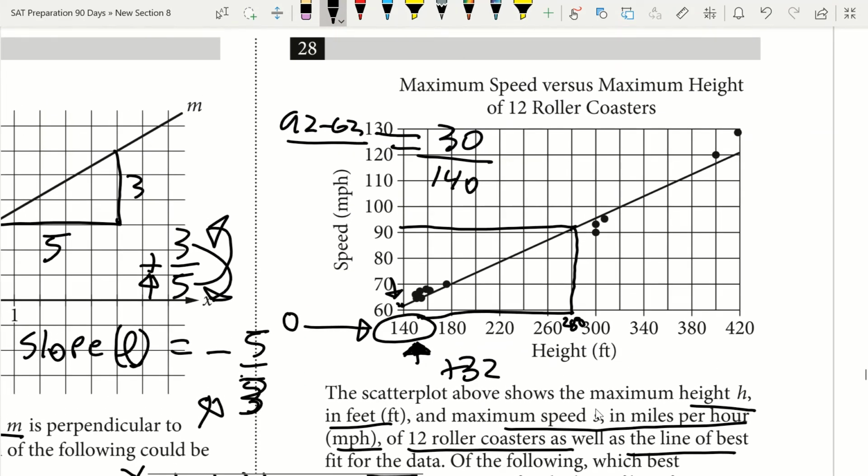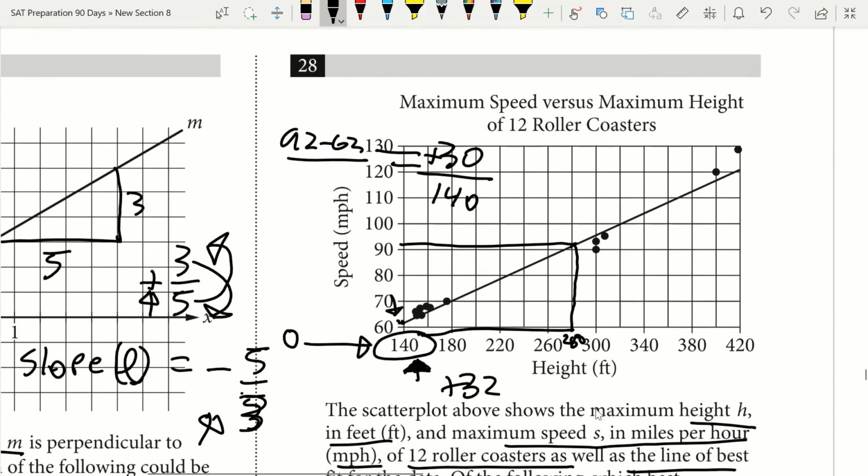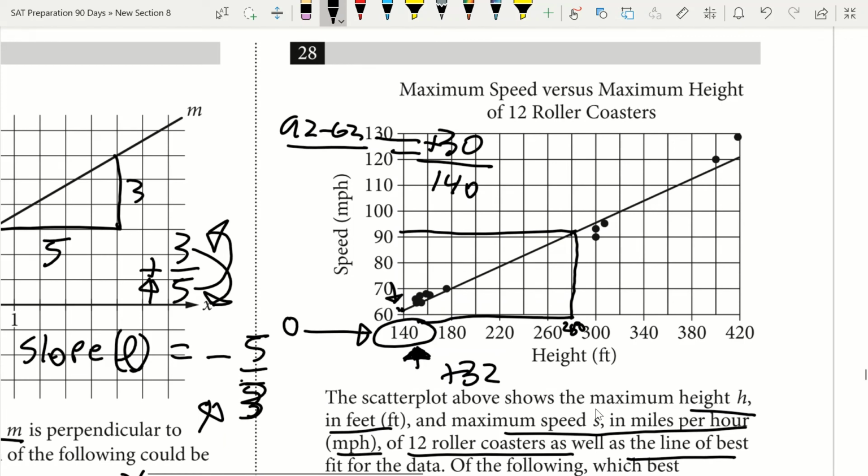So I actually have to find my slope. I see I'm increasing by 30 for every 140, so I'll plug that into my calculator. 30 over 140 is going to give me my slope, and I see that that's 0.21. So my answer there is going to be A. That's 28, the answer is A.